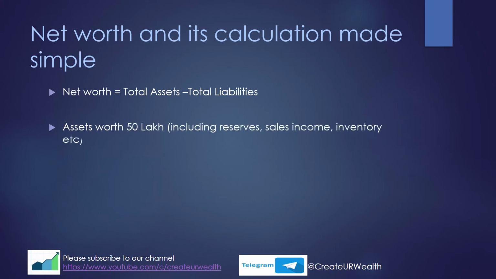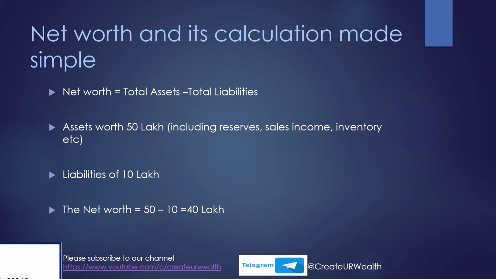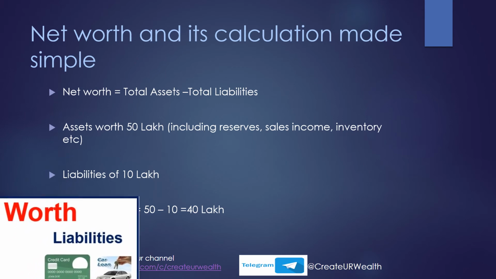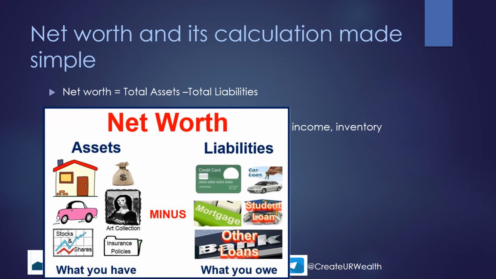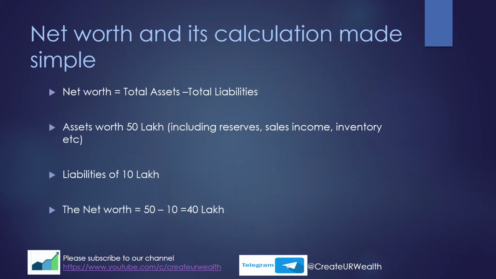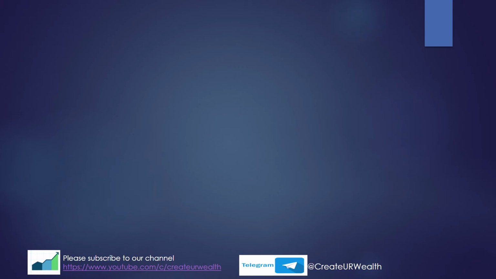This is calculated as, for example, in your company, you have assets worth rupees 50 lakhs. It includes all the reserves, the sales income, the inventory at your warehouse, etc. And let's suppose that you have liabilities of rupees 10 lakhs, which is nothing but paying to your creditors and other types of liabilities. Then the net worth is equal to 50 lakhs minus 10 lakhs, that is equal to 40 lakhs.